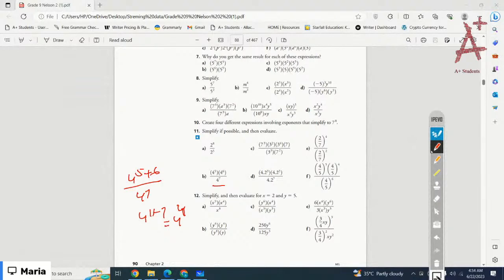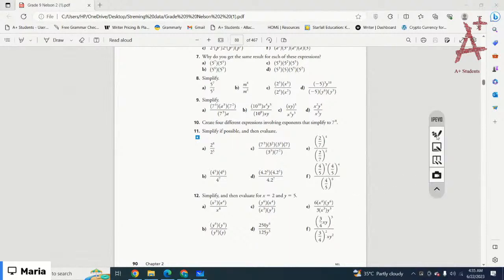Got it? And for question number 12, what you have to do, you have to replace all the x with 2 and all the y with 5, and then you have to evaluate. Got it? You can do question number 12 by yourself. Let me just see the questions on the next page.